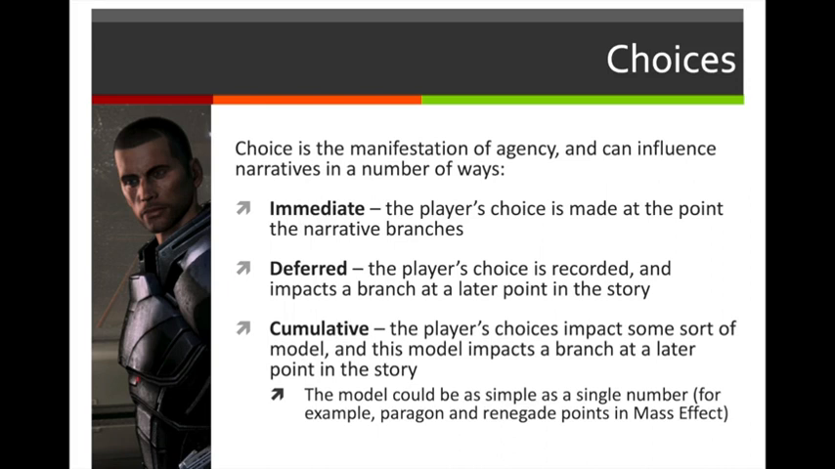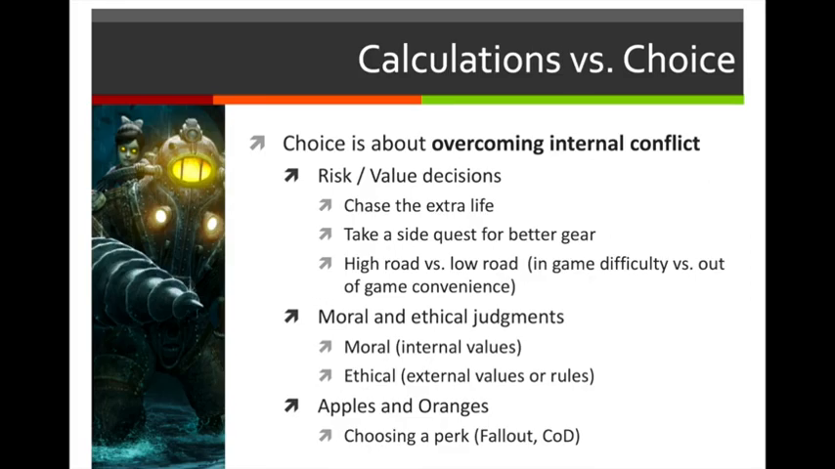It can be deferred, so they make a choice, we remember that choice, and then later on there are consequences of that choice which send them down alternative paths. Or it could be cumulative, so over time the player makes lots of little choices that have an impact later on. And that could be really simple. In Mass Effect we have Paragon and Renegade points which accumulate over time, and then at certain choice points, depending on whether you have more Paragon or more Renegade, you'll get different outcomes of the story.